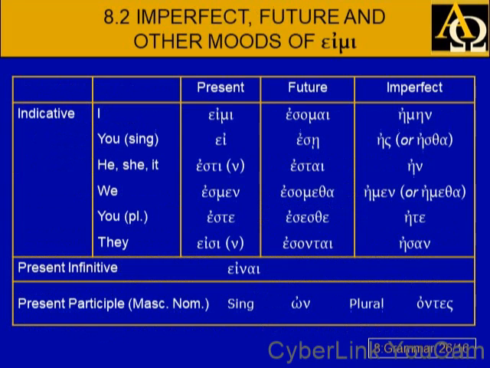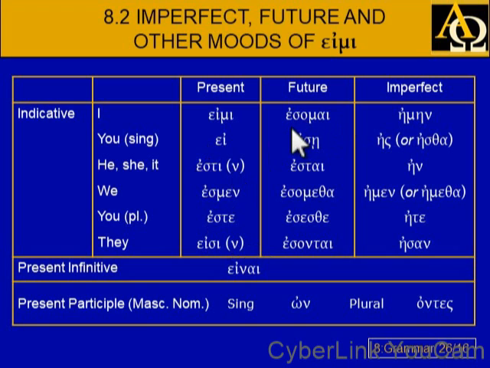Okay, the same goes for this part. The imperfect, future and other moods of eimi. You remember we've already looked at the present tense of eimi, which is the verb to be. So eimi, estin, esmen, este, eisin. This word showed up quite a number of times in our translations. Estin, which is he, she, it.